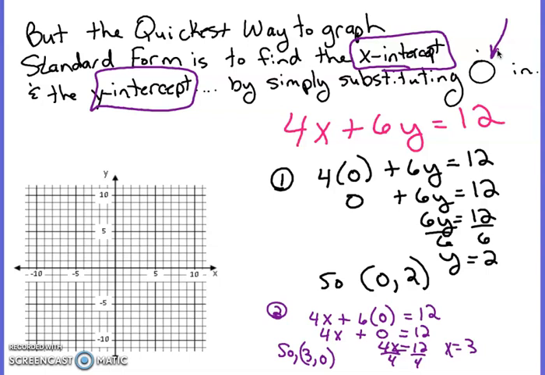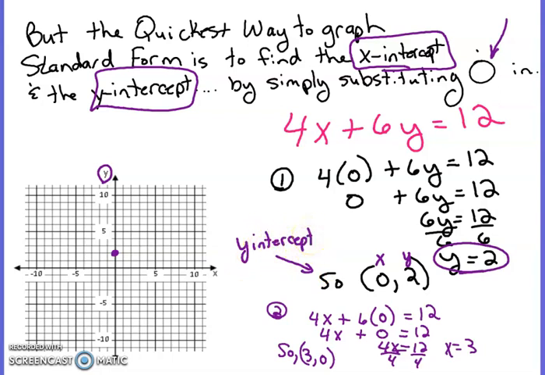I have it all worked out here. So I substitute 0 in for x, and then I ended up getting y is 2. Well, if x is 0 and y is 2, that means I have the point (0, 2). And notice that is on the y-axis. So this right here is actually your y-intercept.